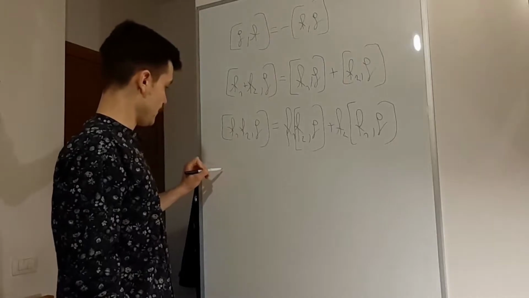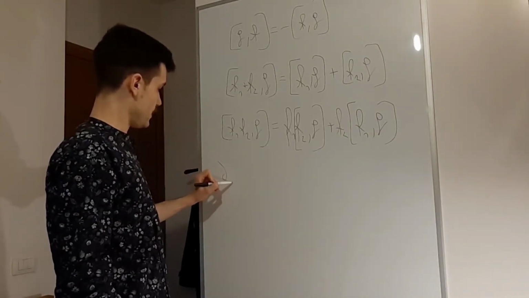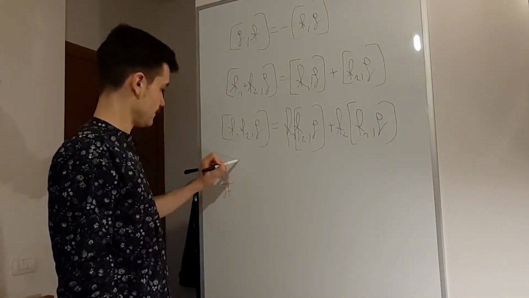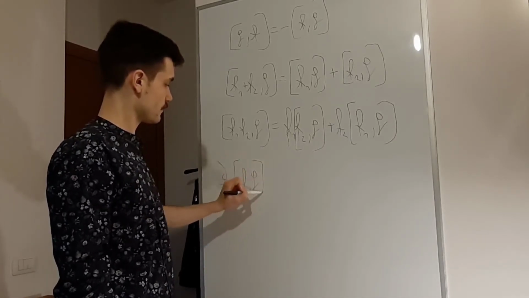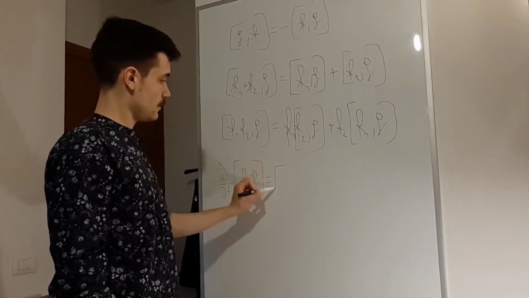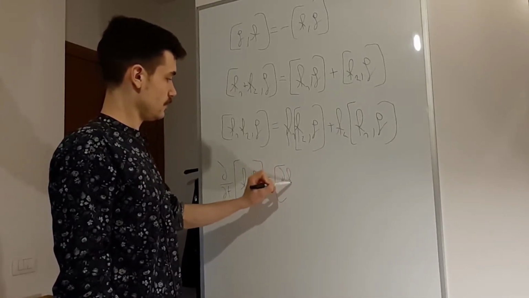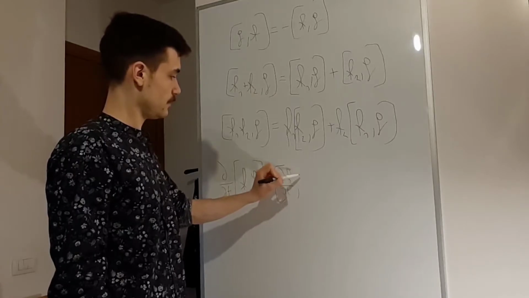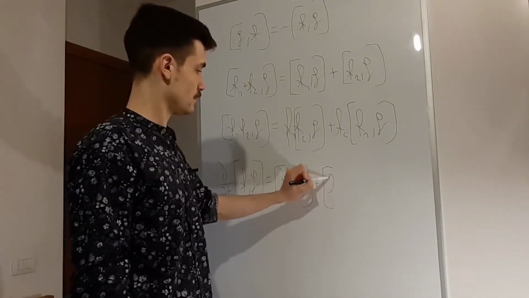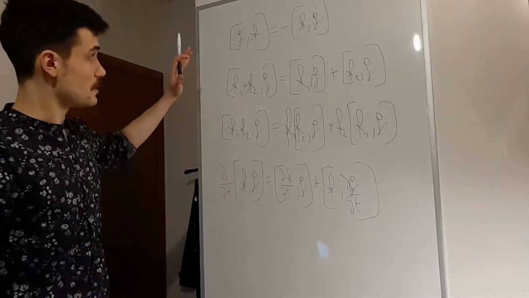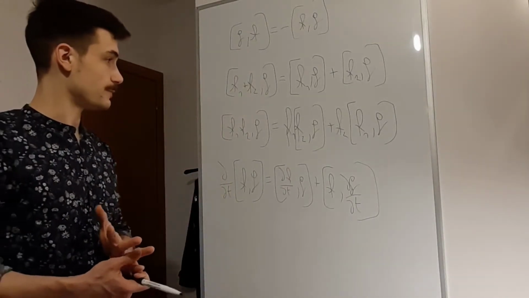And if I want to apply the partial time derivative to a Poisson bracket, I can simply apply it to one element at a time. So this is a little bit of algebra of the Poisson bracket.